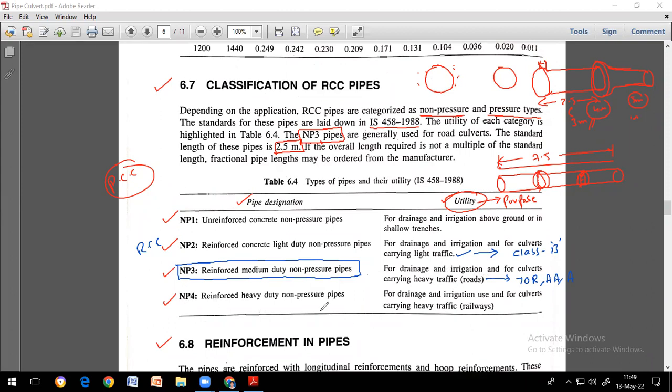NP4, which is reinforced heavy duty non-pressure pipes. Again, it can be used for drainage and irrigation use and for culverts carrying heavy traffic, especially for railways. Okay. Even for the railways also there will be culverts. Kada? Below the railroad, so definitely below the railway track, there will be small pipe culverts.